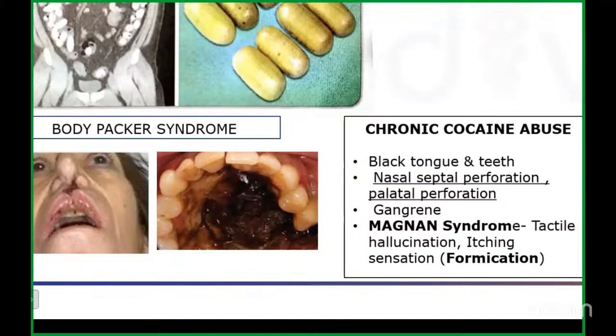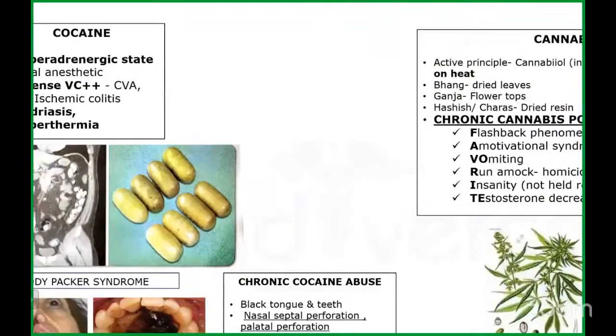Coming to another feature of chronic cocaine abuse, Magnan syndrome, where there is tactile hallucination and an itching sensation. The patient feels as if there is a continuous bag of worms or insects crawling and climbing up his skin, which is also called formication. So Magnan syndrome is associated with chronic cocaine abuse.